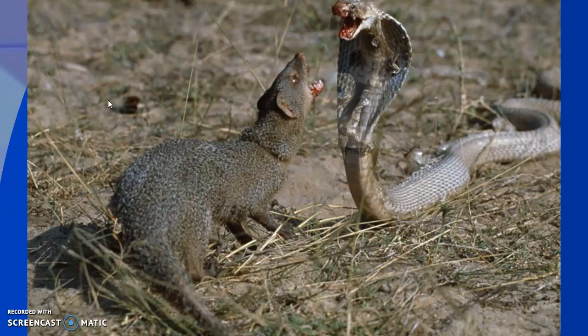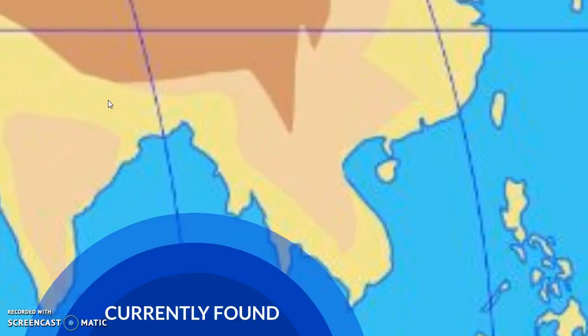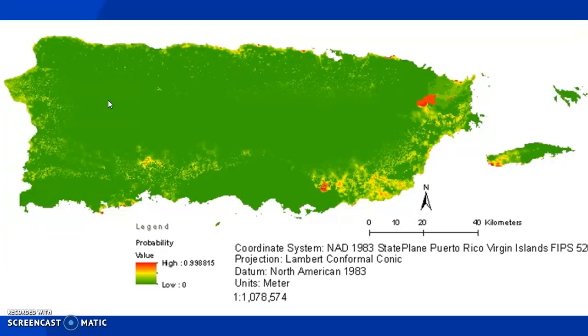And this is a picture of the predation between the mongoose and a cobra. And this is another picture of the mongoose eating its prey. They're currently found in Central America, South America, and then some Caribbean islands, some parts of Hawaii.